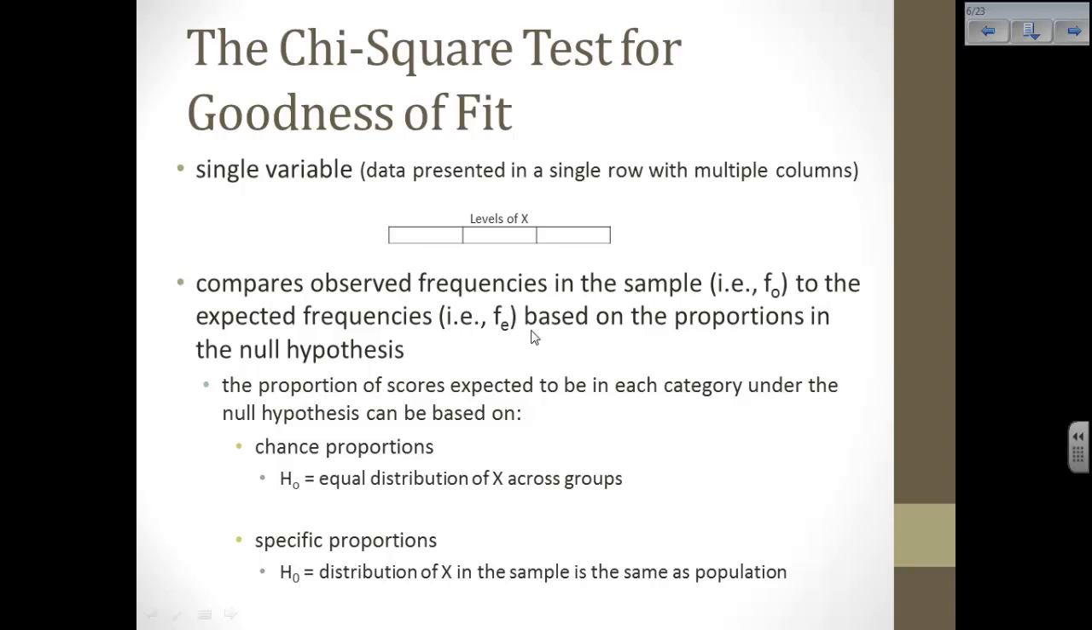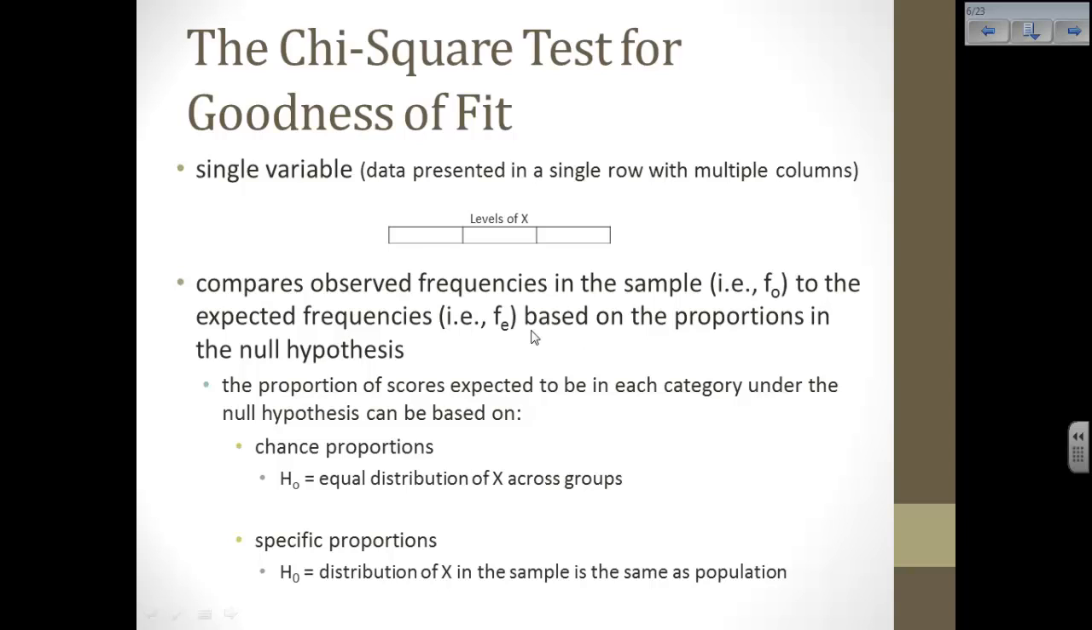Or your null hypothesis, which is the basis for your expected frequencies, your little FEs, could be based on the proportion of scores expected to be in each category by chance. Or we're expecting under the null hypothesis that there's going to be an equal distribution of X across the groups, whereas the alternative would be that there's not an equal distribution of X across the groups.